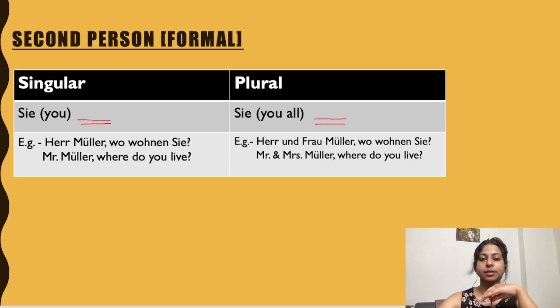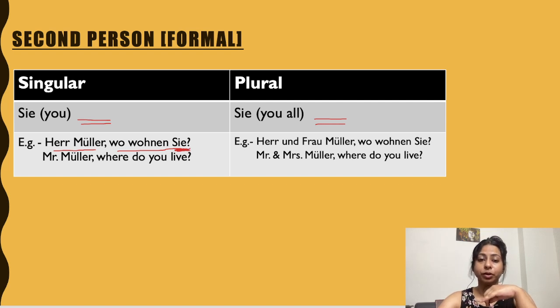Okay, now let's look at an example. Herr Müller, wo wohnen Sie? So here if you see, the Sie, the S is capital even at the last of the sentence.